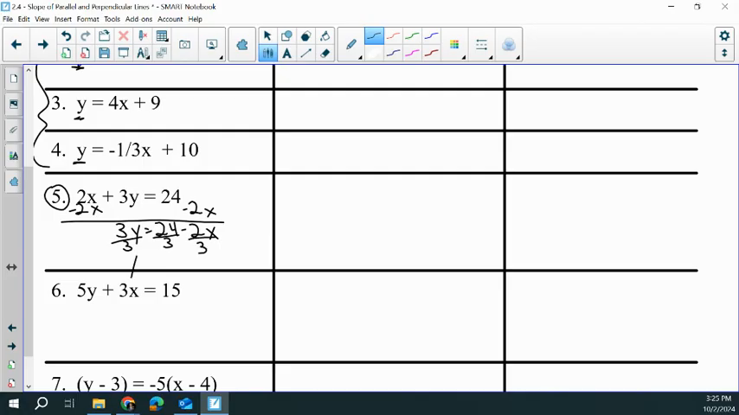So I'm left with y equals 24 divided by 3 is 8. And I just leave this as a fraction, minus 2 over 3x. So my slope is negative 2 over 3. We don't know that until we get it to be y equals. So the parallel slope stays the same. The perpendicular slope would be the opposite reciprocal, so I flip it and it becomes positive. That is how parallel and perpendicular lines work.